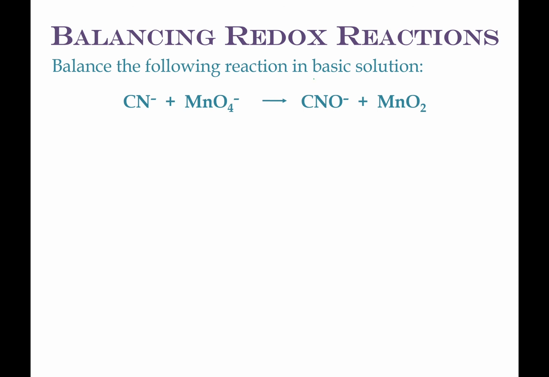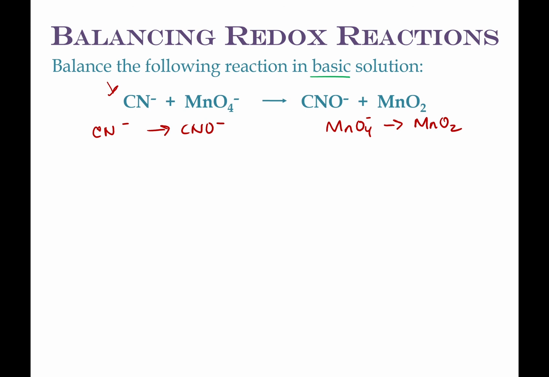So this one says balance it in basic solution. So we're going to do that. So CN- goes to CNO-. And here we have MnO4-, don't forget the minuses, goes to MnO2. So first step is write the equation that was given. Then we write the half reactions, balance for everything except hydrogen and oxygen. 1 carbon and 1 nitrogen on the left, 1 carbon and 1 nitrogen on the right, 1 manganese on the left, 1 manganese on the right.